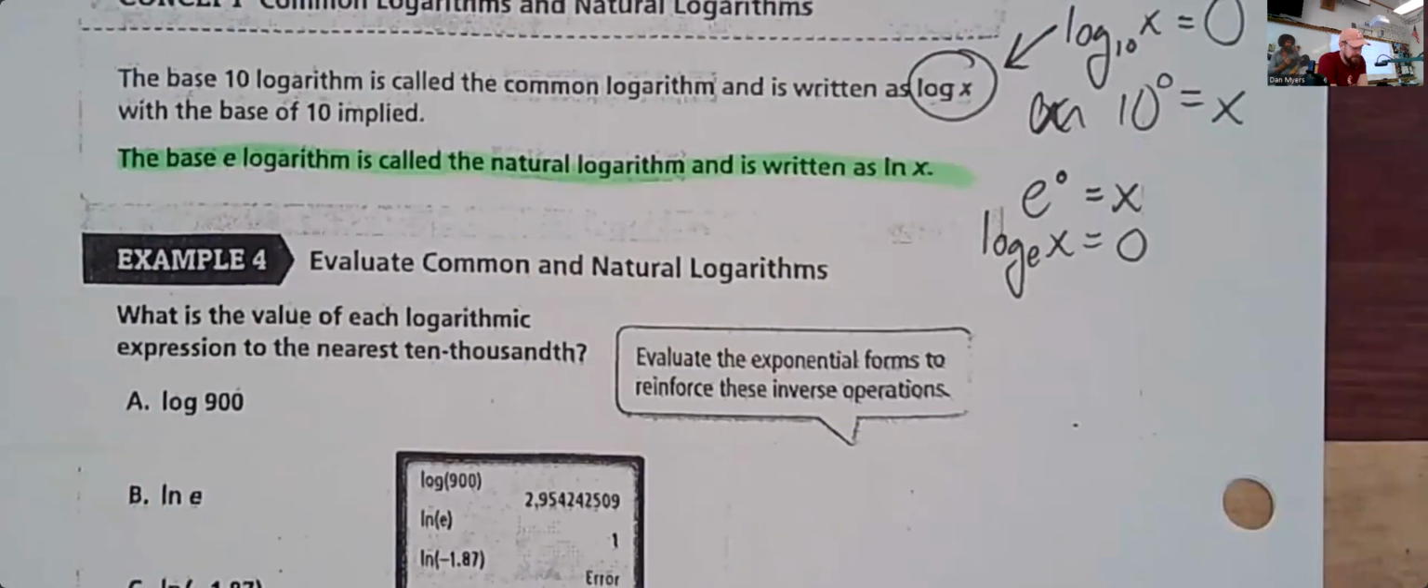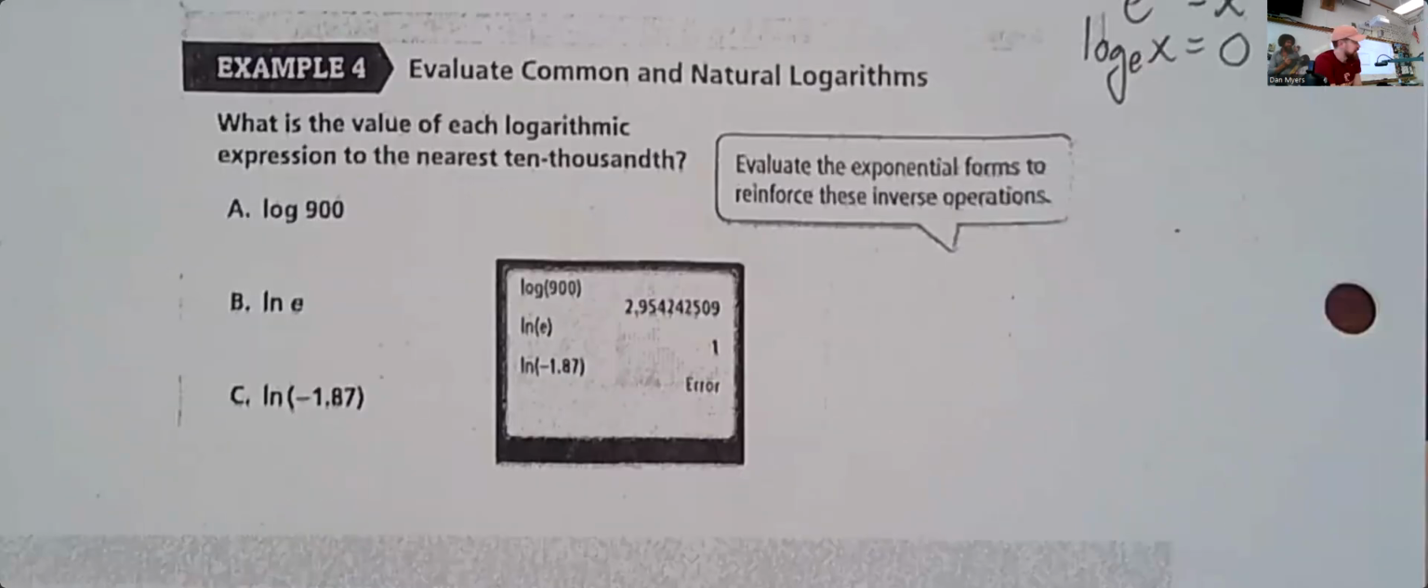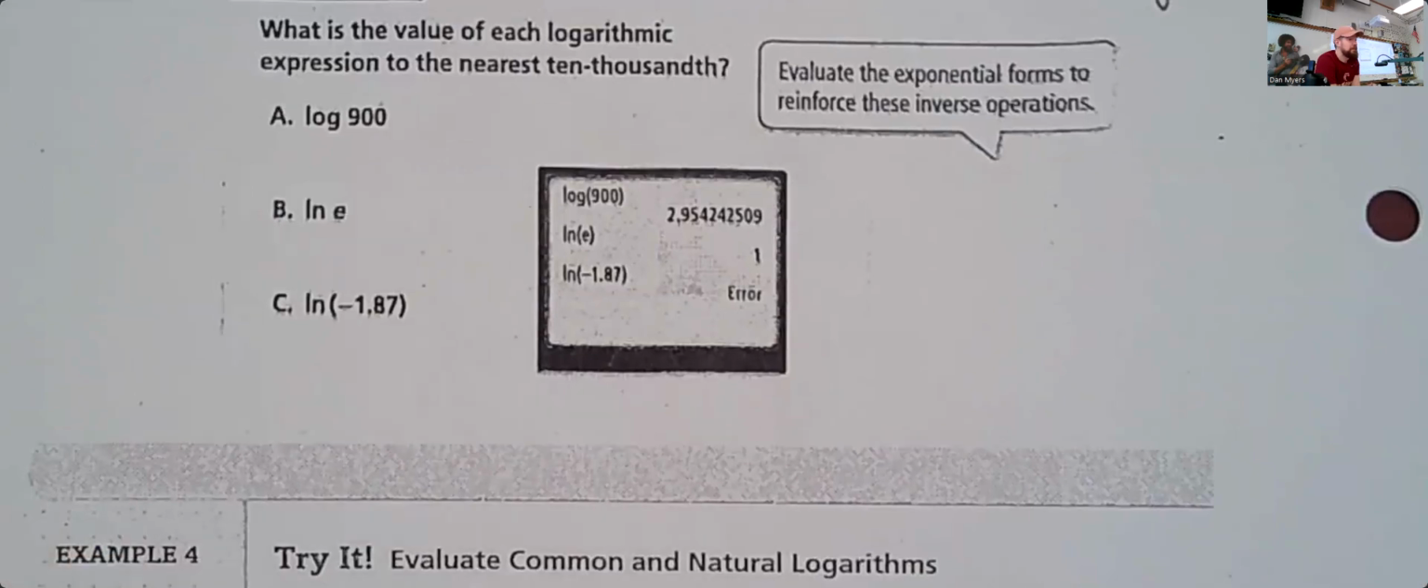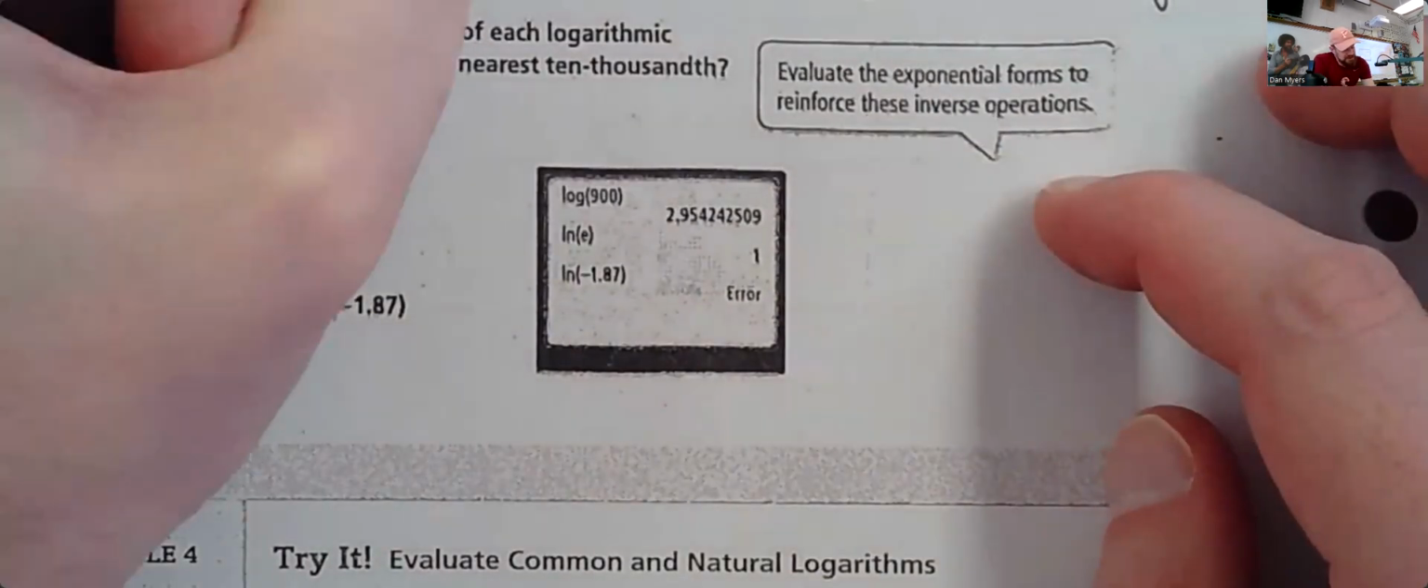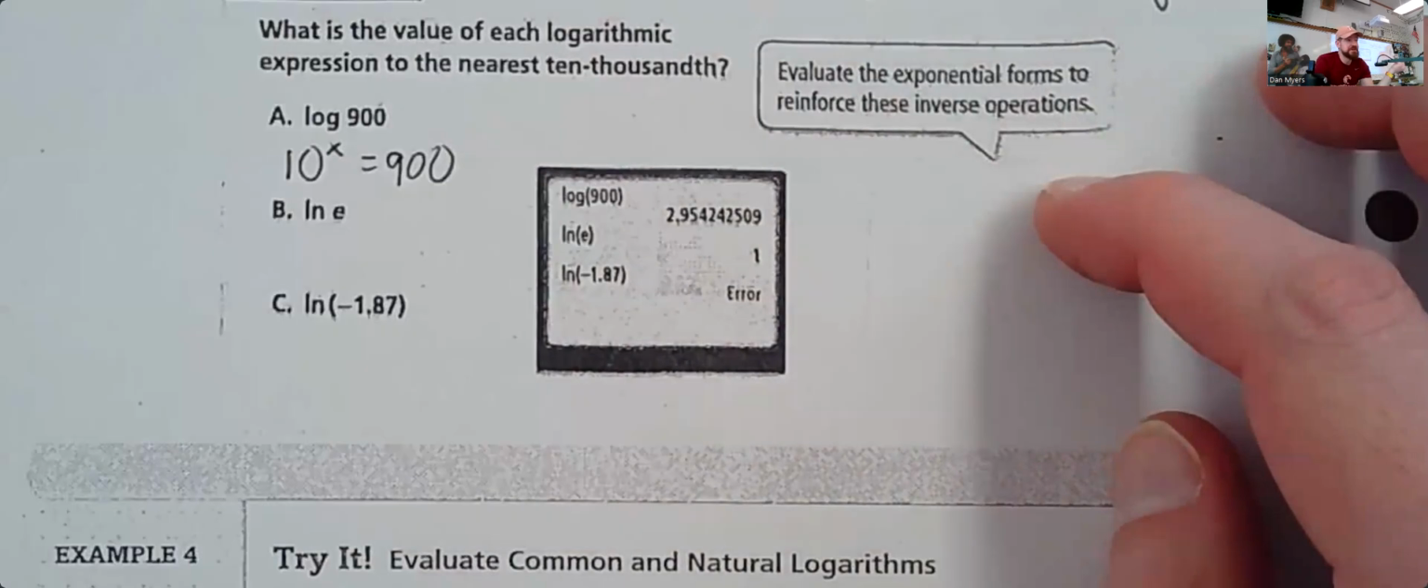All right. Now you can evaluate common and natural logarithms using your calculator. So log of 900 means log base 10 of 900, meaning 10 to what power is equal to 900. That's what we're solving there.